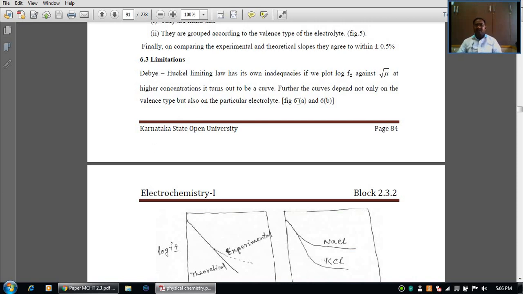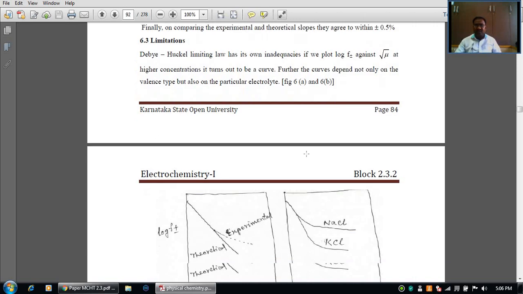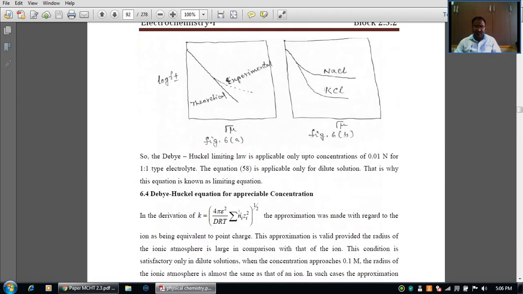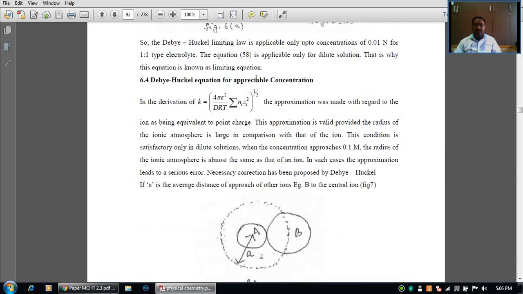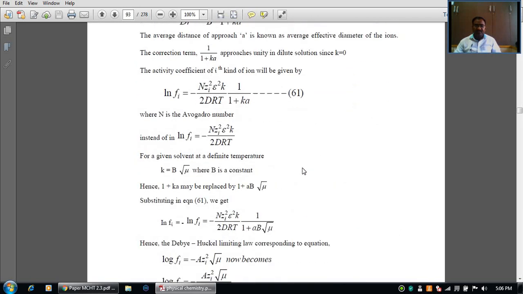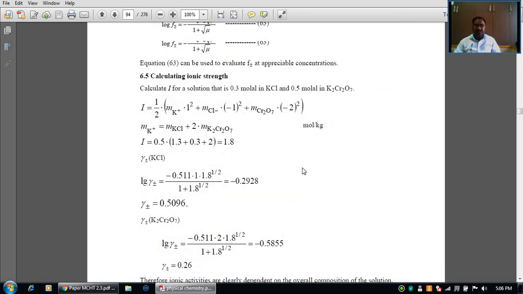The Debye-Huckel limiting law has its own inadequacies. If you plot the graph of what? Log f against root mu at higher concentrations. Okay. And the Debye-Huckel equations for appreciable concentration, this derivation is also important.